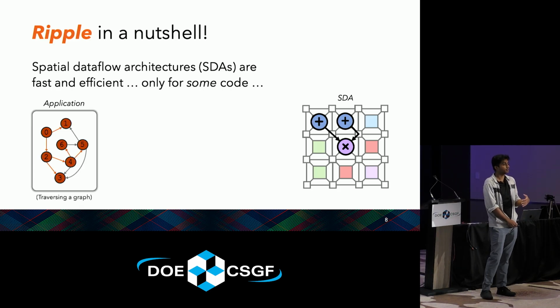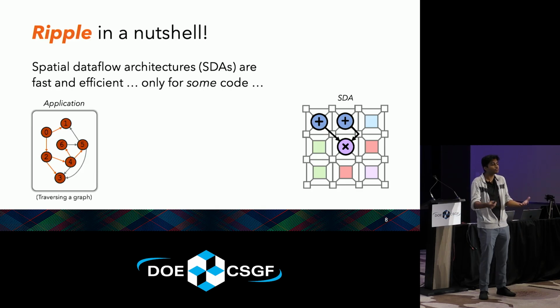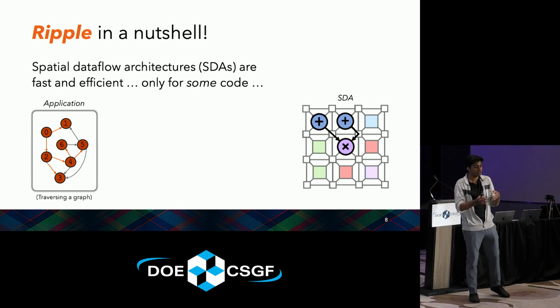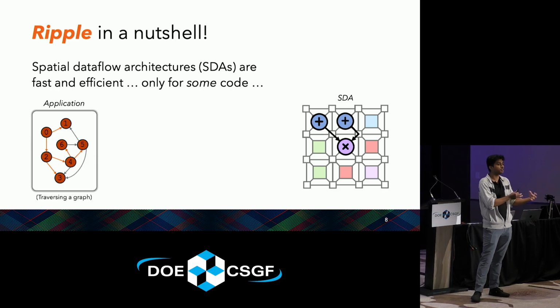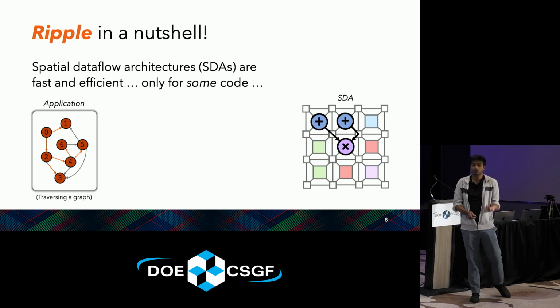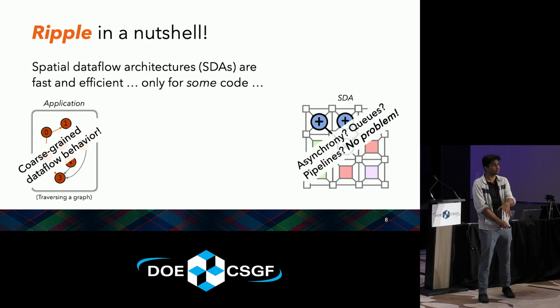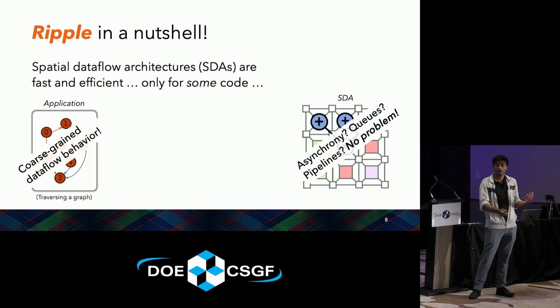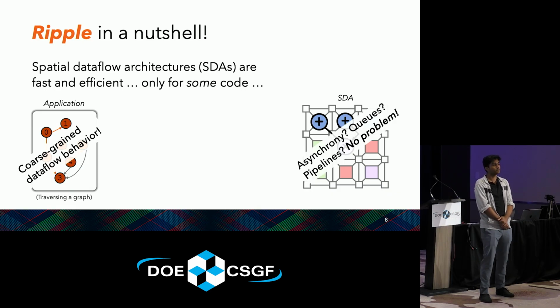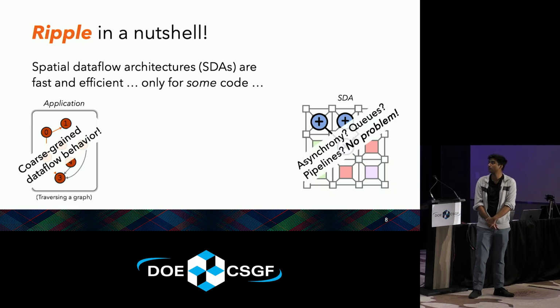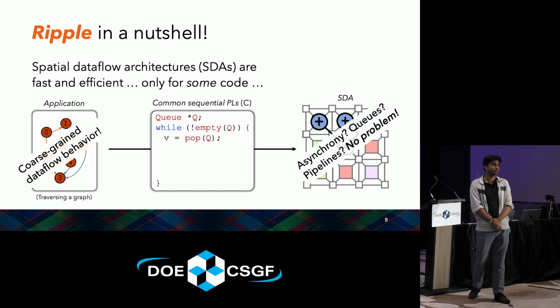Something like this, we have a graph traversal. Our insight was that these kinds of applications express coarse-grained data flow behavior, where we could categorize the applications such that we can think about them as regions of code that are communicating data to each other asynchronously. This is nice because an SDA actually has this model built into it. It's asynchronous, it has queuing, it has things like pipelines, and so the hardware should be a good fit for these kinds of applications. But the problem is the software, unfortunately.